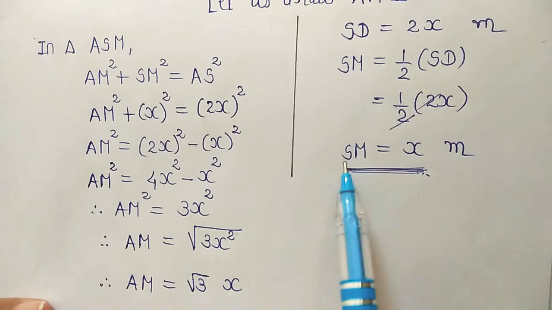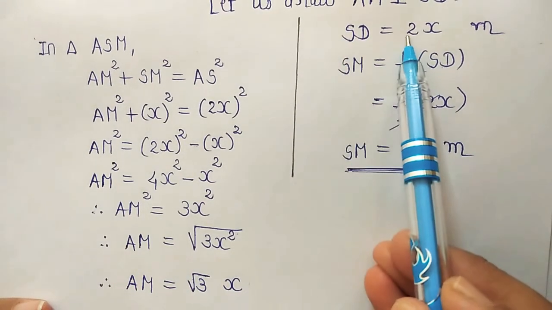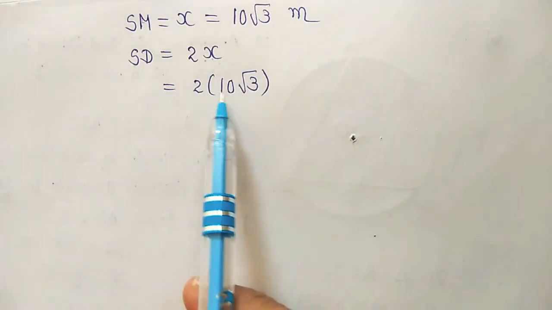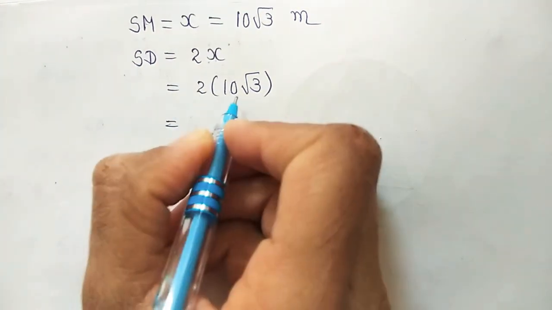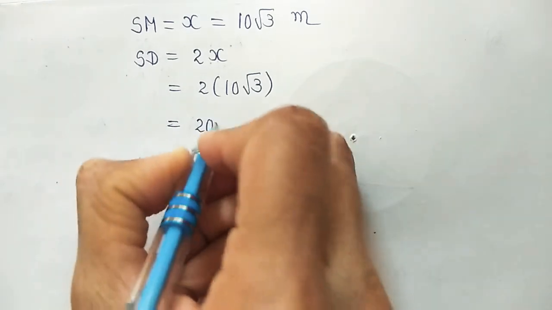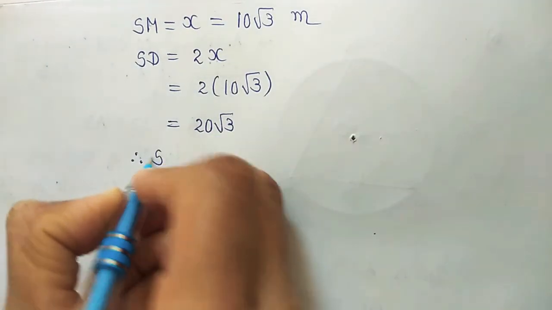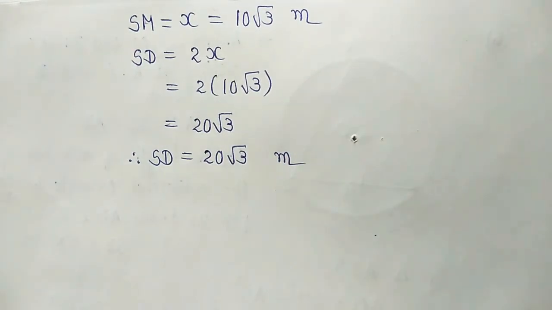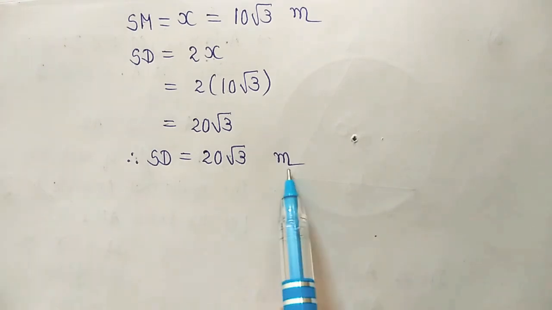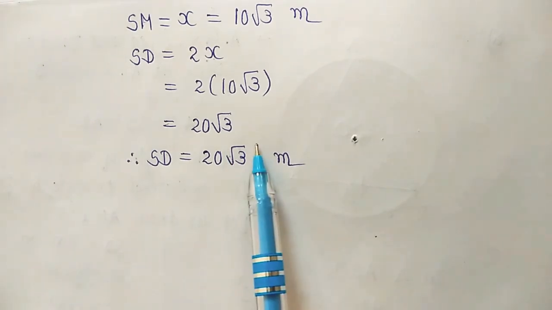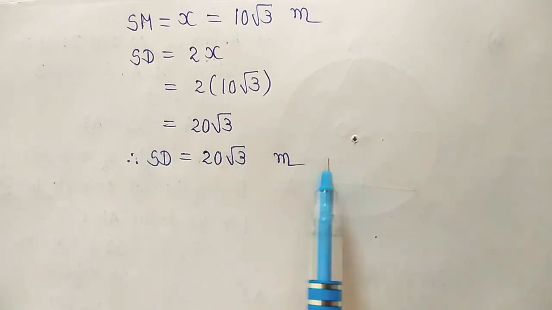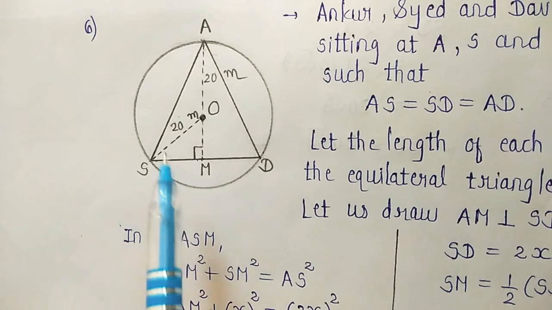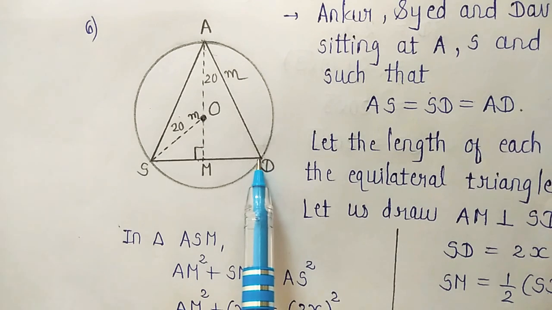Now let us refer back. SM is x. SD is what? 2x. So we'll write SD is equal to 2x, 2 into 10 root 3, 2 into 10, 20 root 3. Therefore, SD is equal to 20 root 3 meter. Here also students, meter is unit, so keep little space between the digits and the unit, so that it can be differentiated easily. We got SD as 20 root 3 meter.